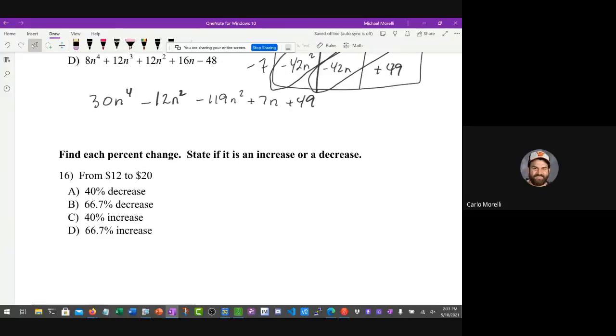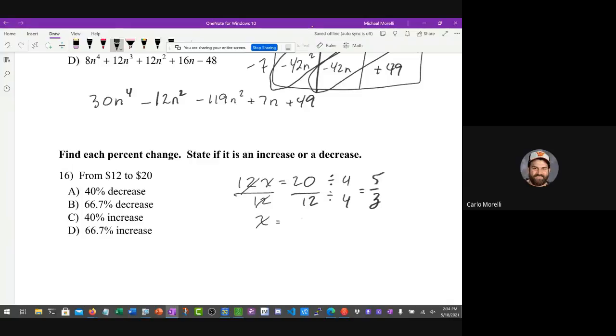Number 16. Okay, so we're doing an increase from $12 to $20. You write 12x equals 20. Divide both sides by 12. Okay. We don't need a stinking calculator. The greatest common factor of 12 and 20, think about it, is going to be what, 4? So divide the top and the bottom by 4 and you get 5/3.